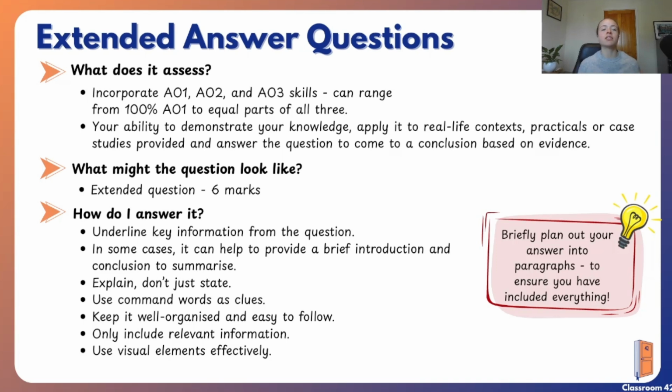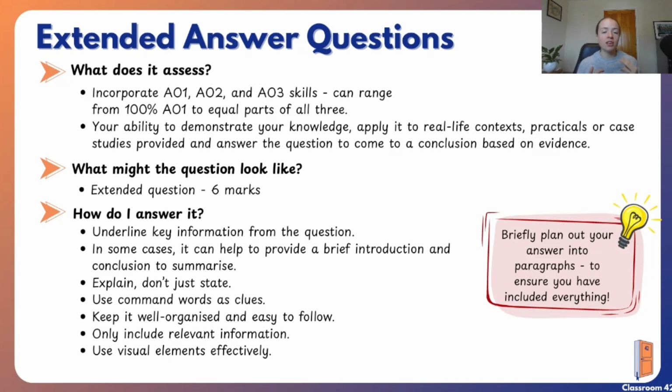So extended answers require you to incorporate different assessment objectives. It could be a mixture of AO1, 2 or 3, or just a couple of them. And your ability to demonstrate your knowledge, apply it to real life context, practicals or case studies provided, and answer the question to come up with a conclusion based on some evidence. And so these will usually be 6 marks, and essentially it would take one topic or a couple of smaller topics put together and just see how well you react to giving a little bit more oomph to your answer.